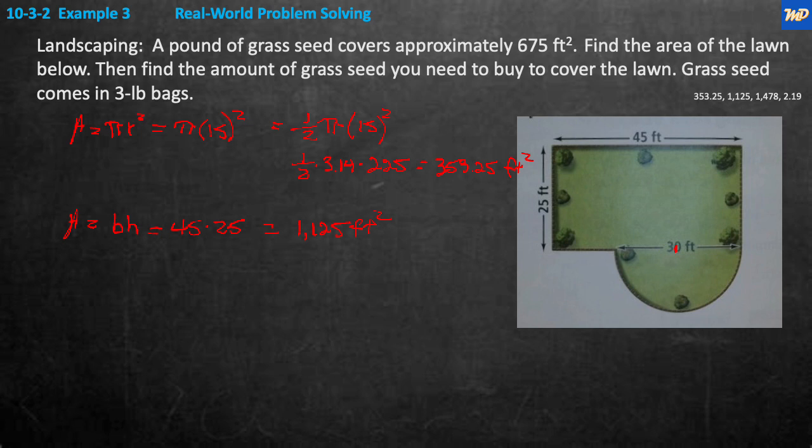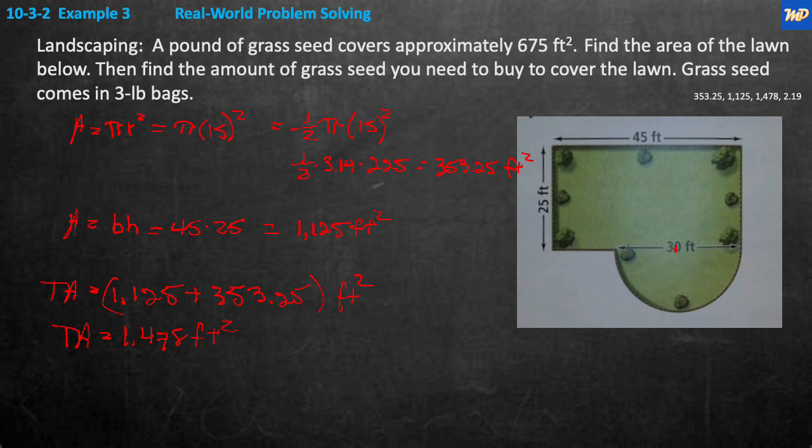So now to get the total area of this irregular figure, we're going to say TA, total area, is equal to 1,125 plus 353.25. I can put parentheses around that and say feet square. Okay, so we're getting close. Now the total area is equal to 1,478 feet square.